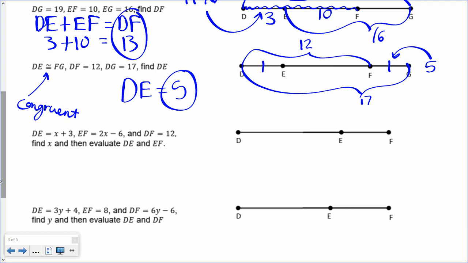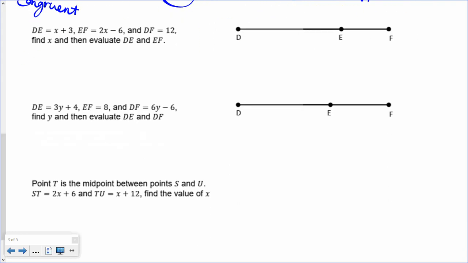Okay. This next one here is now throwing variables into the mix. Same process. Doesn't matter what information they give you. It could be smiley faces. It could be names. Part plus part equals whole, and whole minus part equals part, regardless of whether it's numbers or variables or both. So in this picture, I know that this section right here is x plus 3. This is 2x minus 6, and I know that the entire thing is 12. I'm looking for the value of x first. How would I find that?